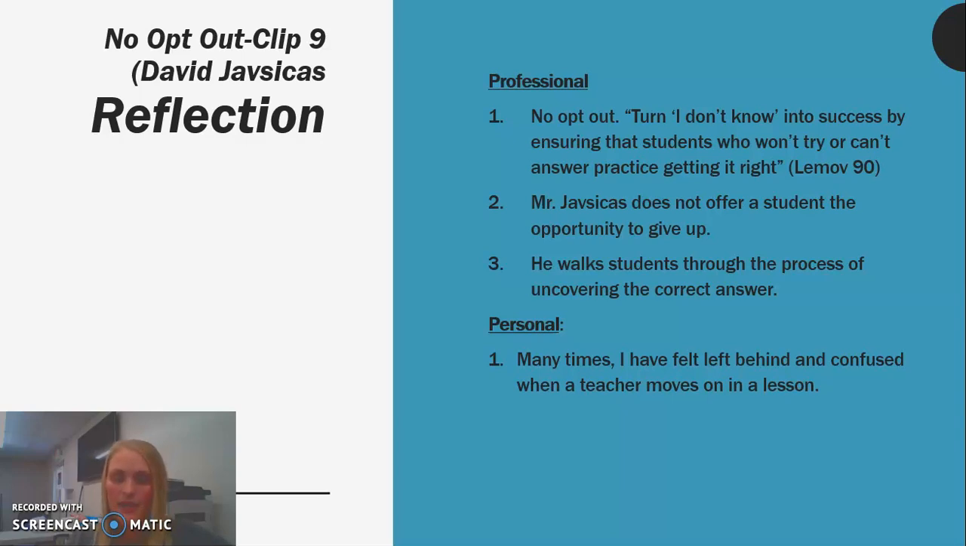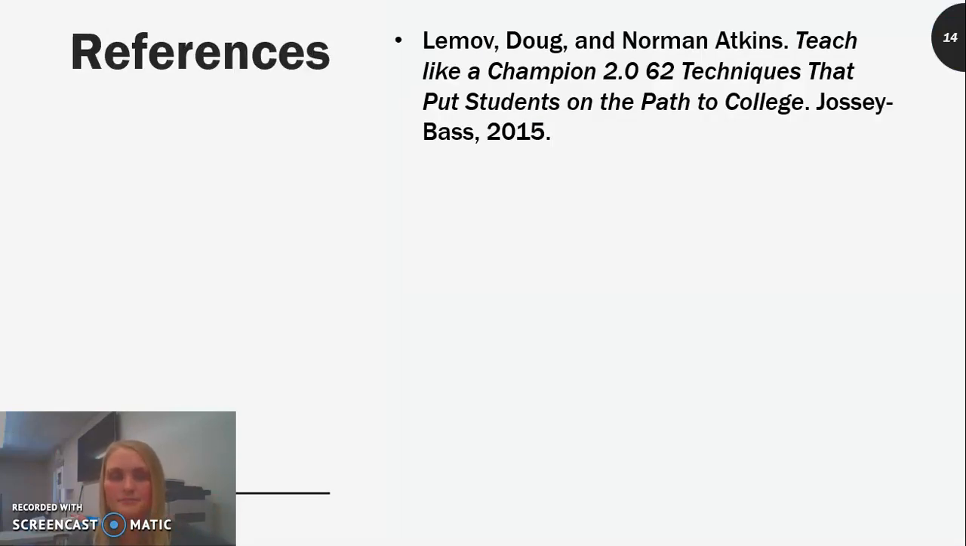Personally, I have seen many times I have felt left behind and confused when a teacher just moves on in a lesson, and I would have loved to have had the opportunity for them to just speak with me for a few minutes, one-on-one, give me the steps I needed so that I didn't struggle when building on those building blocks onto that lesson. And my references, I used the textbook, which included the videos, or the video clips.